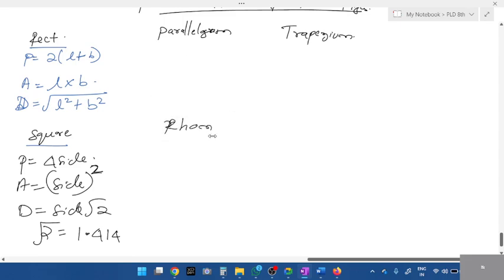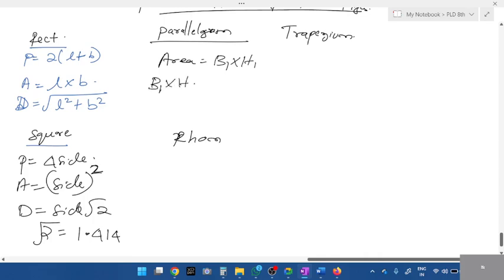Parallelogram has two formulas, students. What are the two formulas? Area is equal to base into height. Remember? And there is one more formula. B1 into H1 is equal to what? I'll explain. All this we'll solve tomorrow. We'll solve questions tomorrow. Next.